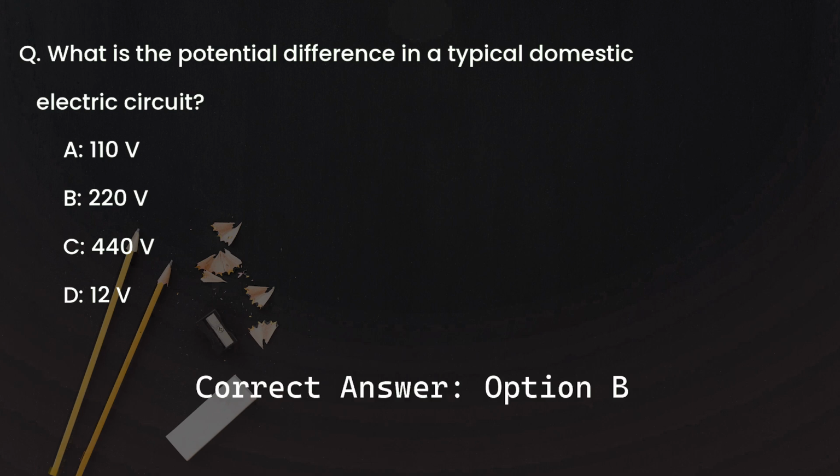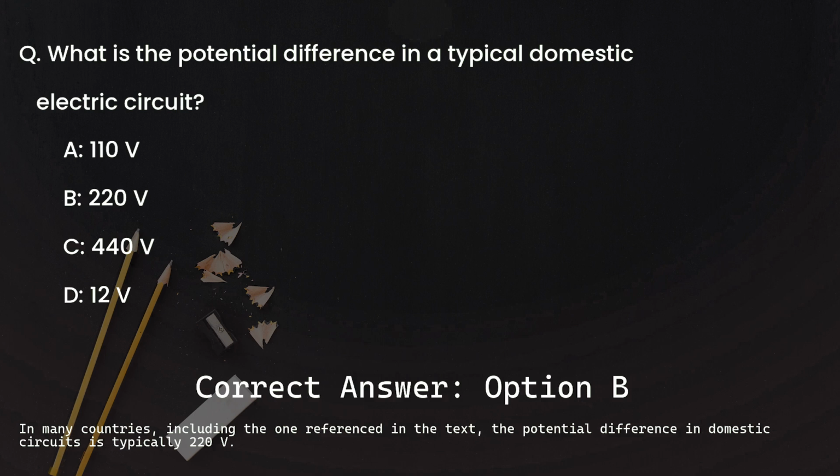The correct answer is option B, which is 220 V. In many countries, including the one referenced in the text, the potential difference in domestic circuits is typically 220 V.